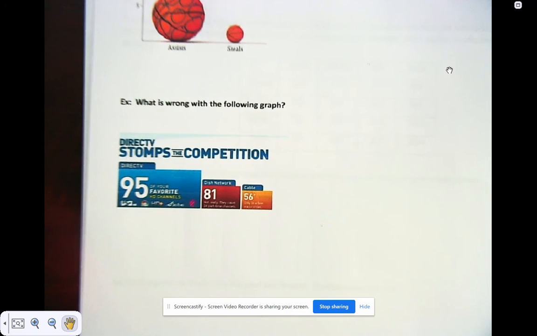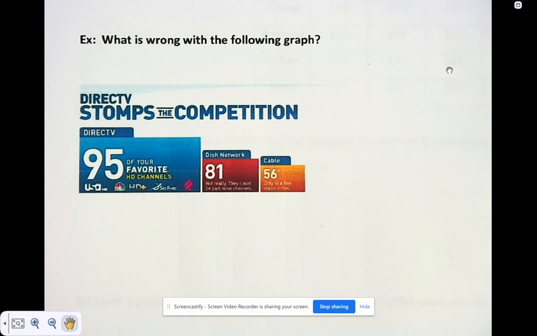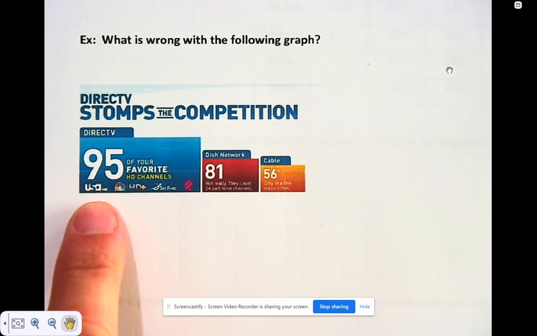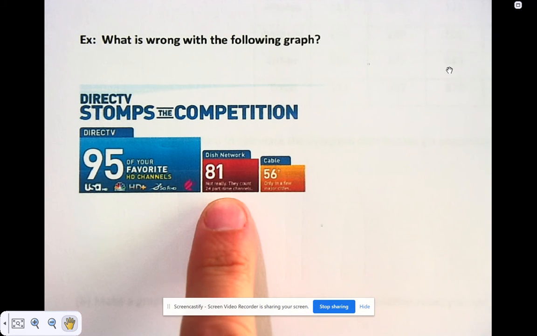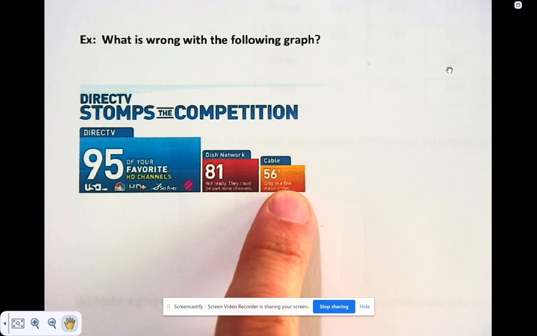DirecTV stomps the competition. Yeah, this is classic. DirecTV is not doing well because nobody wants to pay $130 when they can just buy a Netflix account or Hulu or something like that. So their business plan's not going great for them. But again, this says 95 of your favorite HD channels. Dish Network has 81 and 56 if you're talking about cable.